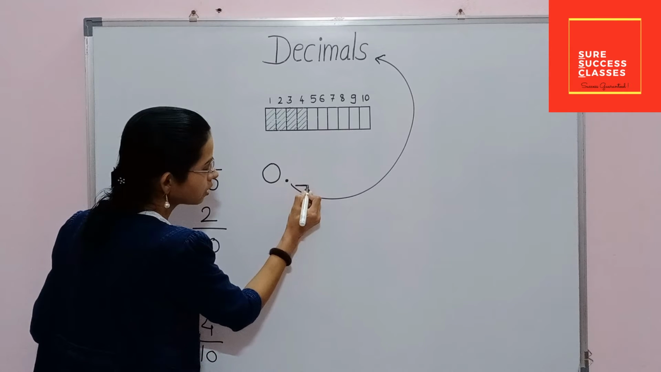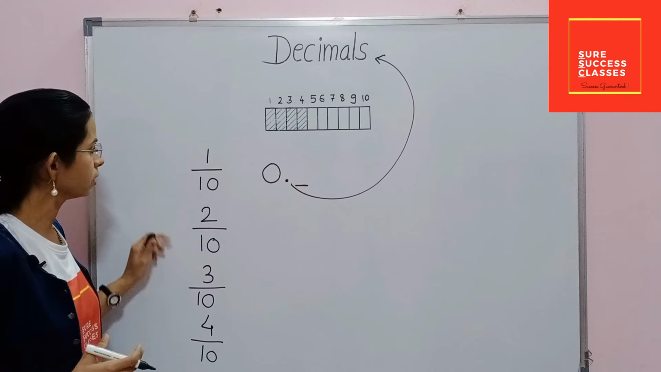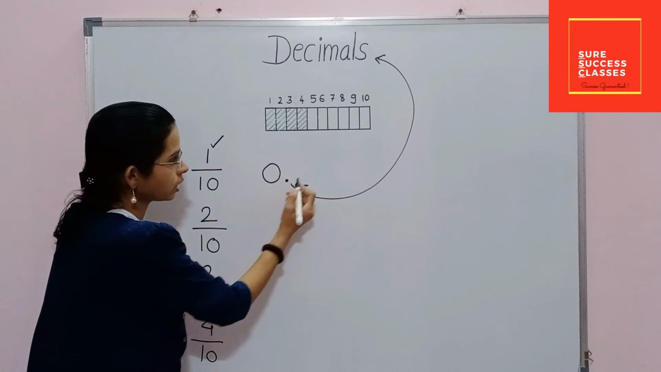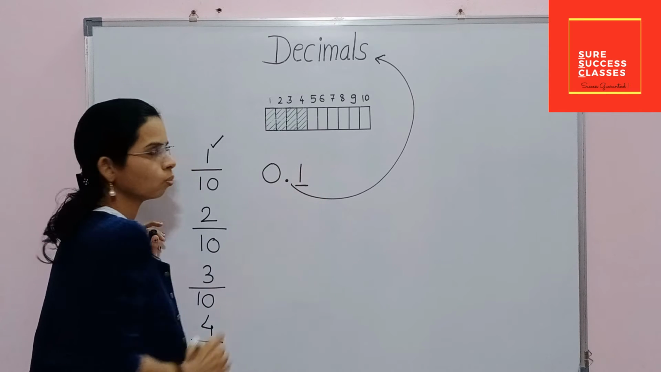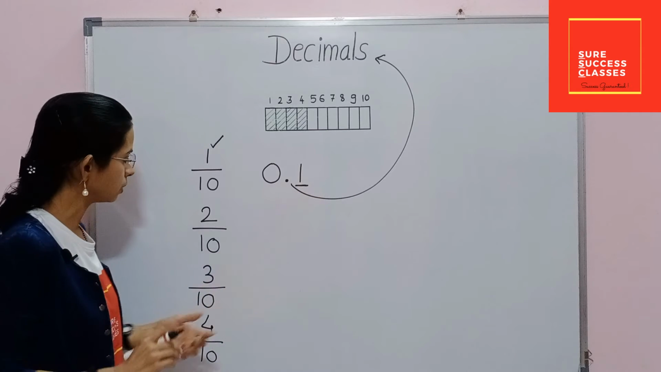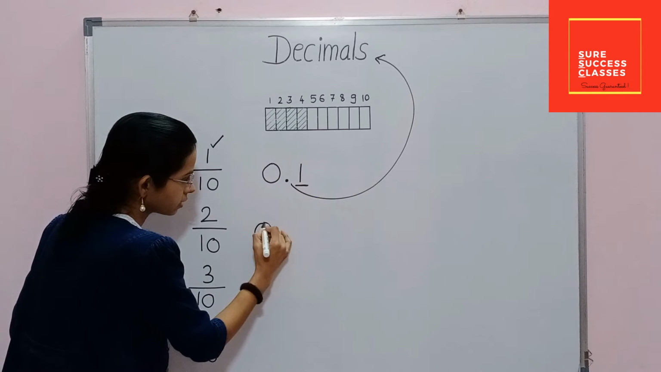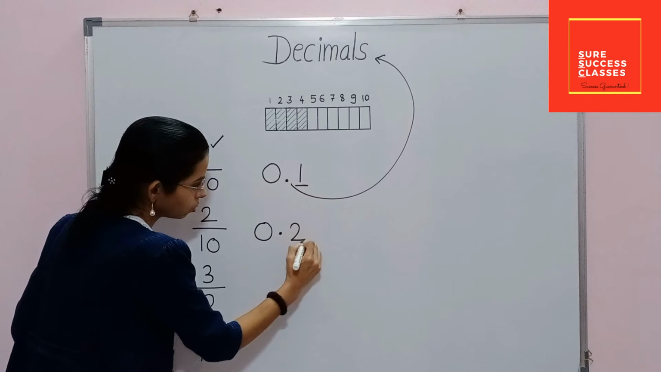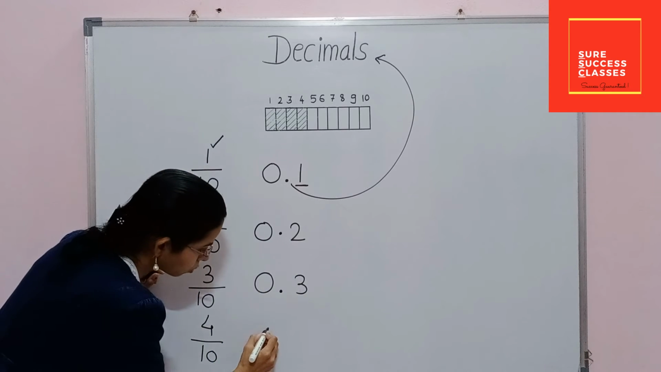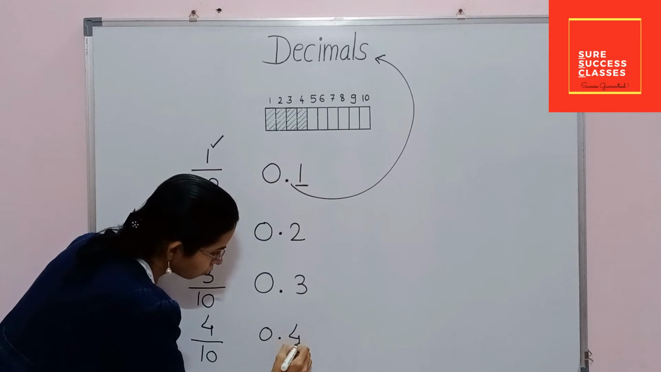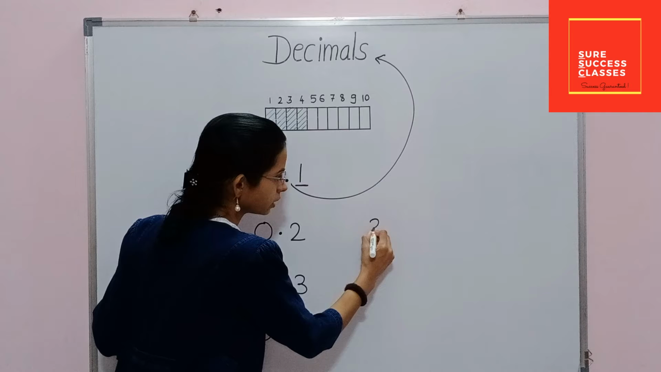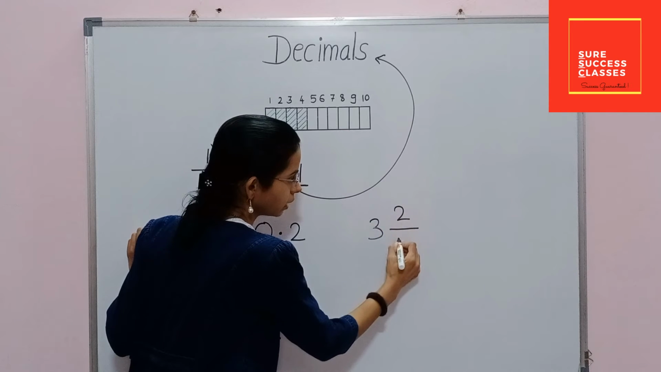At this place the 10th fraction will appear. One part of the 10th part is considered, so we write here 0.1 and we read it as 0.1. Similarly, we can write it as 0.2, 0.3, 0.4.